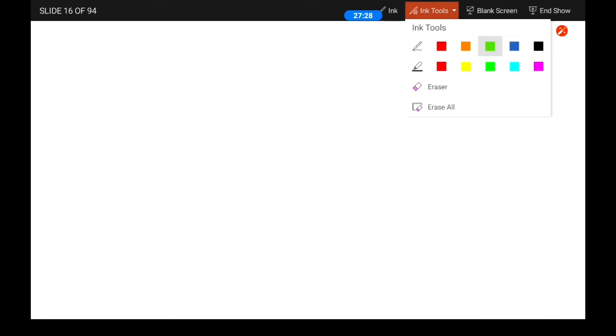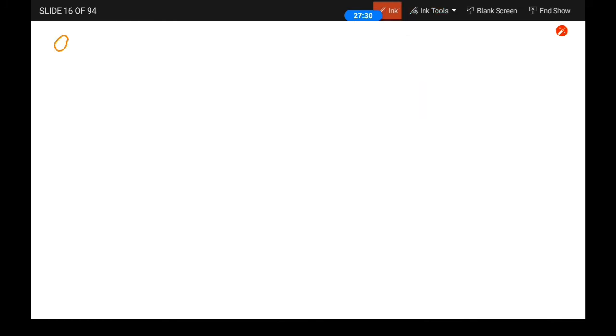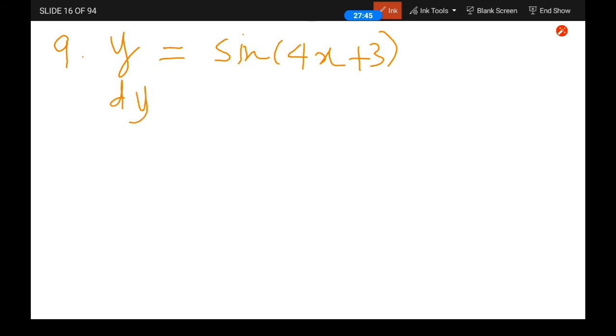Question 9. Now, what is question 9 trying to tell us here? Question 9, we have y equals sine 4x plus 3. Good. In the same way, that becomes what? Dy dx.